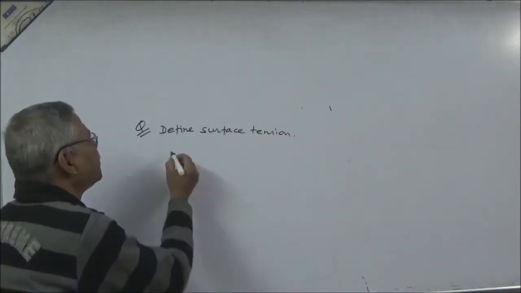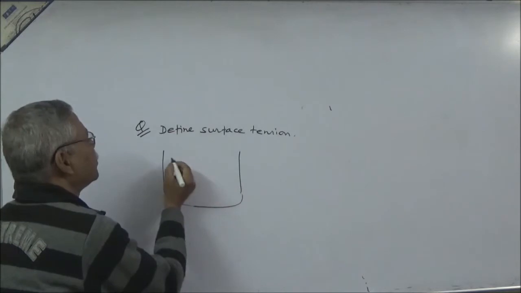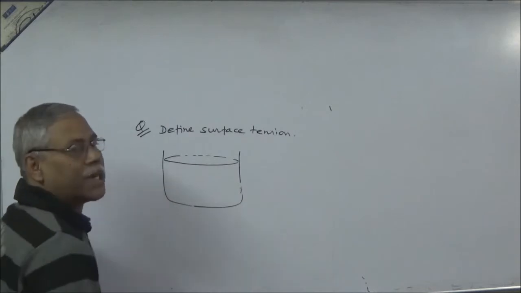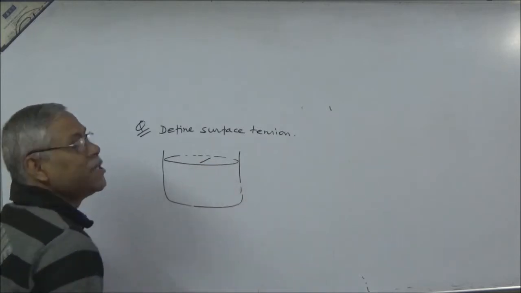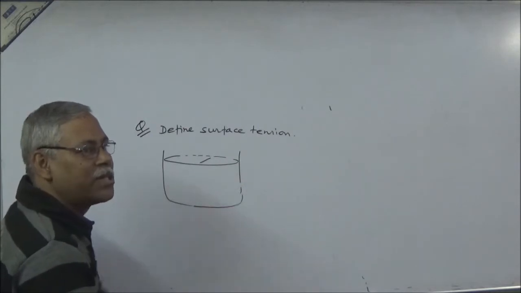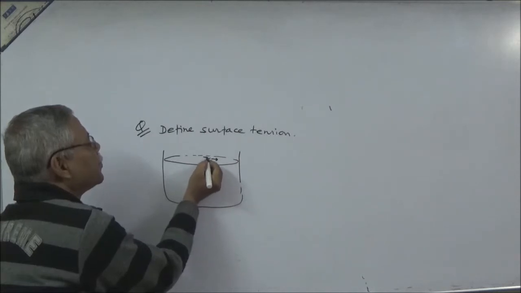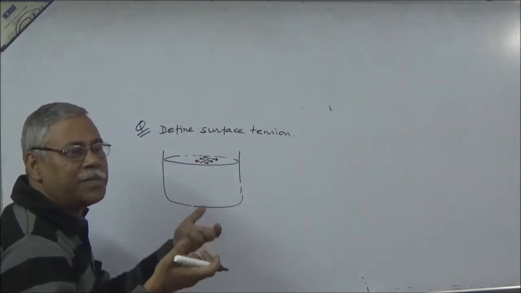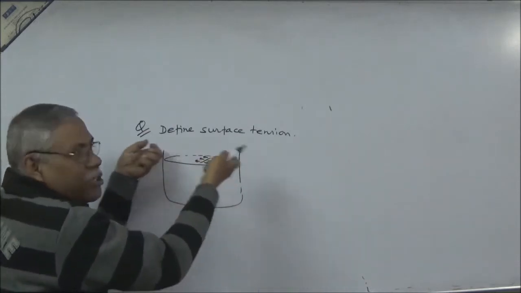Define surface tension. Consider the free surface of a liquid. Imagine a straight line on this surface. This straight line is acted upon by forces, because the surface is behaving like a stretched membrane. So if you imagine a straight line lying on the free surface, that is under the action of forces.